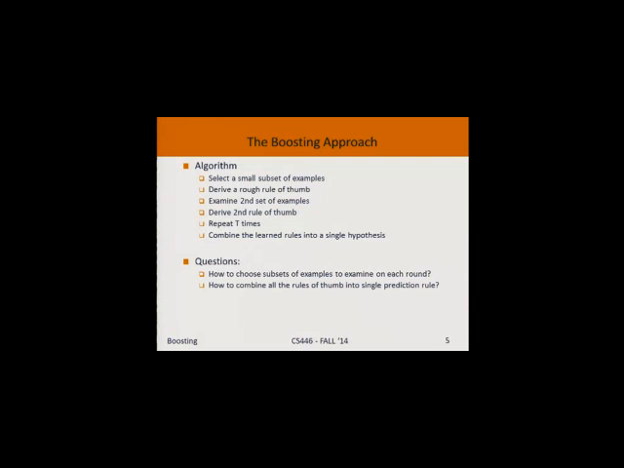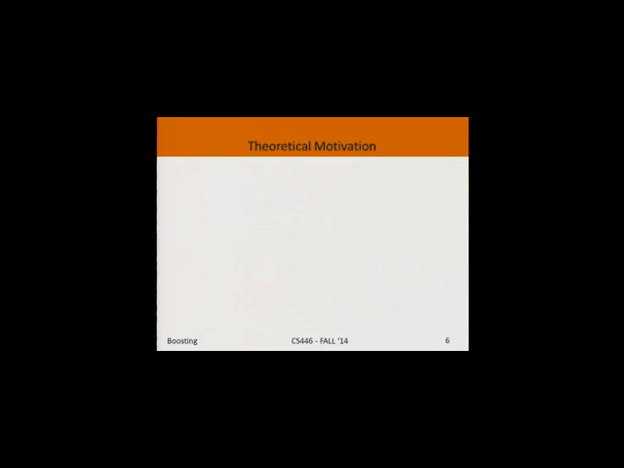Now, of course, this is a significant simplification of what's happening. We need to figure out how to choose this subset of examples. Just choosing it randomly may not work. And then we have to choose how to combine all these rules into one single prediction rule, and we want to do this too in a way that we can justify. So boosting really is a general method for converting these rough rules of thumb into highly accurate prediction rules, and it comes with a lot of nice guarantees.